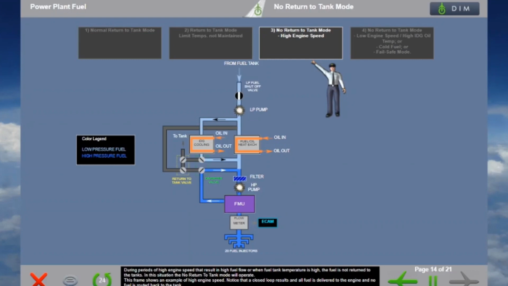During periods of high engine speed that result in high fuel flow, or when fuel tank temperature is high, the fuel is not returned to the tanks. In this situation, the no return to tank mode will operate. This frame shows an example of high engine speed. Notice that a closed loop results, and all fuel is delivered to the engine, and no fuel is routed back to the tank.